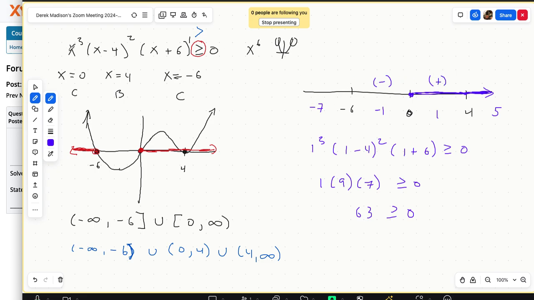And if I plug in -7, I'm not going to do it because it's a pain, but if I did, it would come out to a positive number. So if we didn't worry about the numbers and just the signs, that -7 would come out to positive, -1 negative, positive, positive. And so then again, we're getting the same interval I got over here.